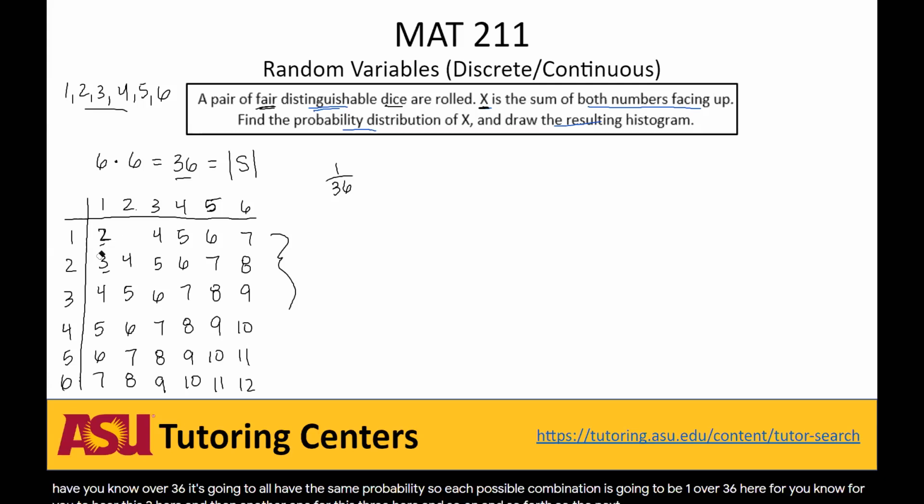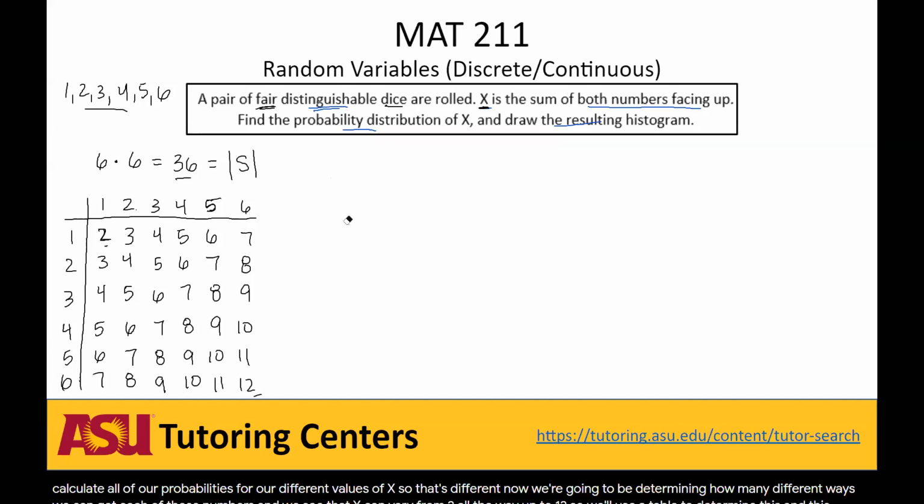The next thing we want to do is calculate all of our probabilities for our different values of x. Now we're going to be determining how many different ways we can get each of these numbers. We see that x can vary from 2 all the way up to 12. So we'll use a table to determine this, and this table will be our probability distribution.